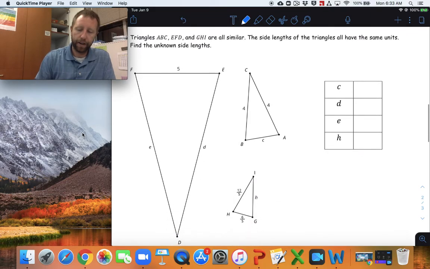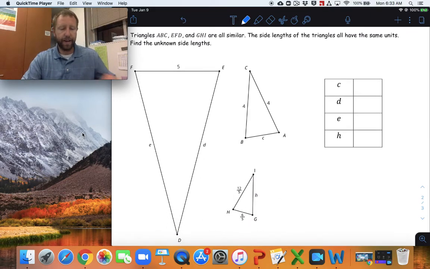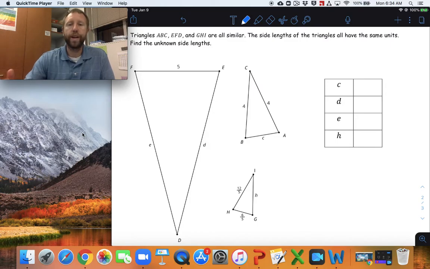If you look here, it says triangles ABC, EFD, and GHI are all similar. The side lengths of the triangles all have the same units. Find the unknown side lengths. So what's unique about this is we know if they're all similar, those quotients should be the same. So when I divide the longer side by the shorter side, that's going to be the same no matter which triangle I do that division on.